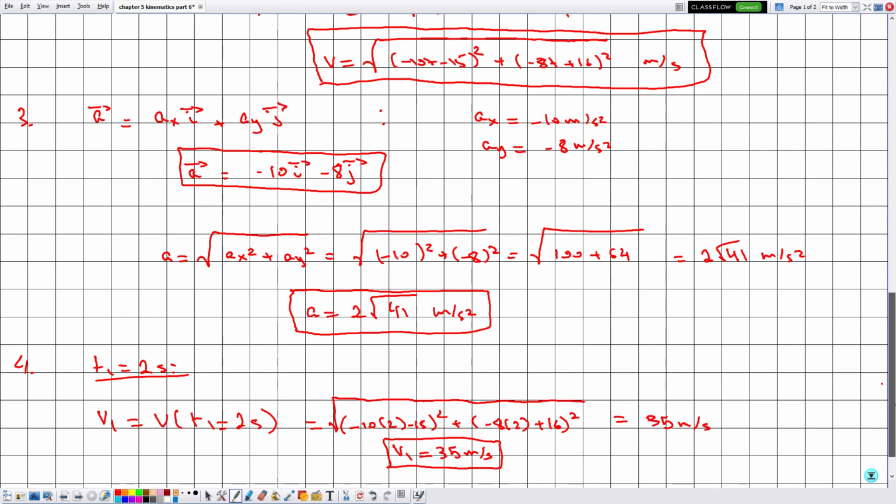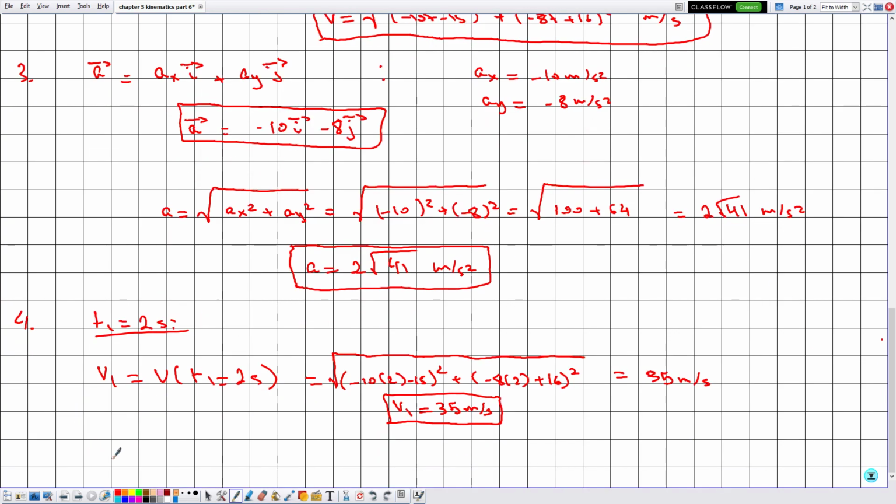Now as for the acceleration a1, corresponding for the magnitude of the acceleration at t1 equal to 2 seconds. Notice that the acceleration is independent of time and it's constant all the time, so it's given by 2 radical 41 meters per second squared.